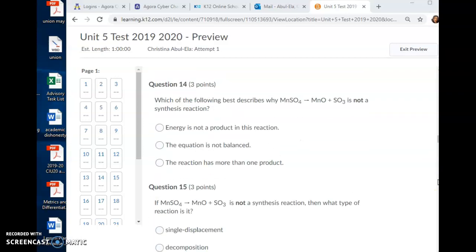Question 14. Which of the following best describes why manganese 2 sulfate yields manganese 2 oxide plus sulfur trioxide is not a synthesis reaction? Energy is not a product in this reaction. The equation is not balanced. The reaction has more than one product.